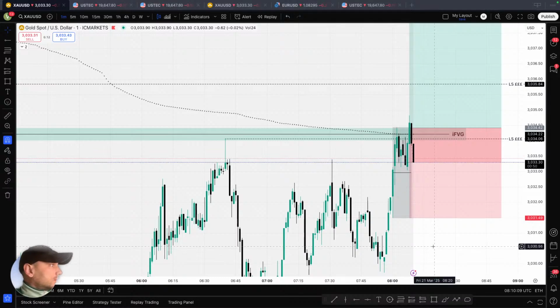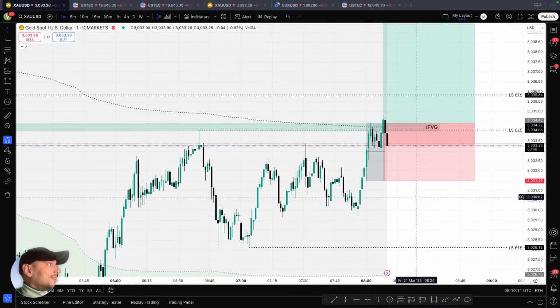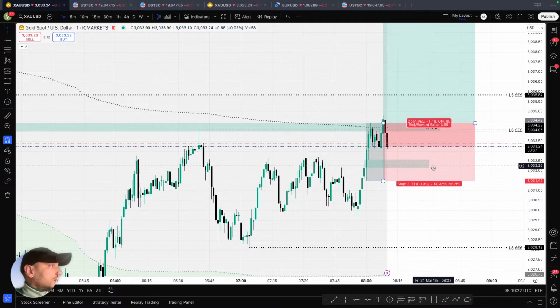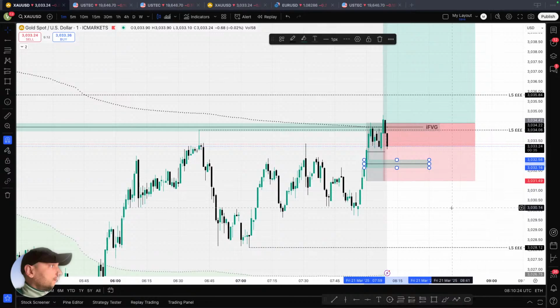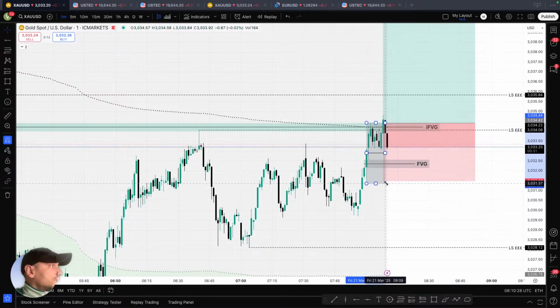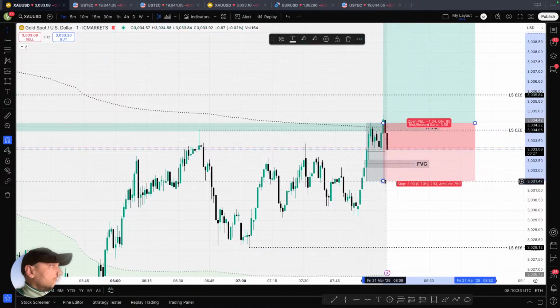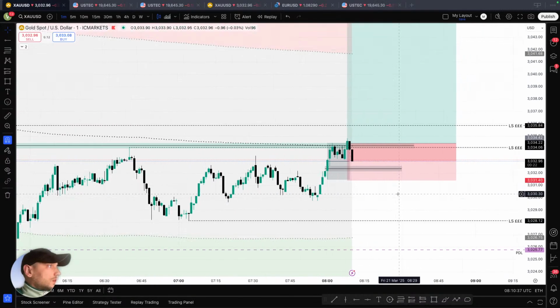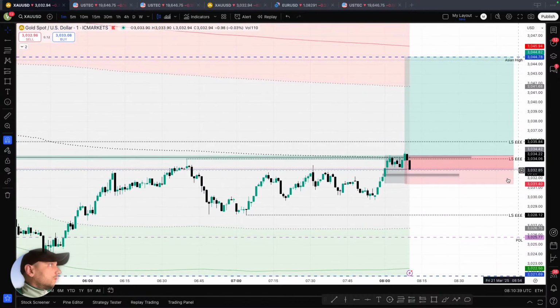Oh, that doesn't look good. That doesn't look good. The inverted fair value gap didn't react in our favor. What can help us is this fair value gap here. That doesn't look good, guys. I'm not going to lie.